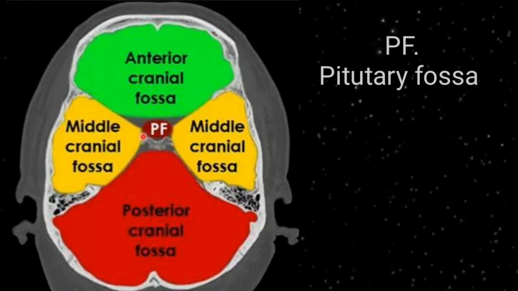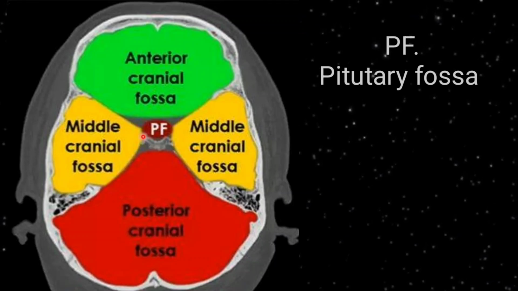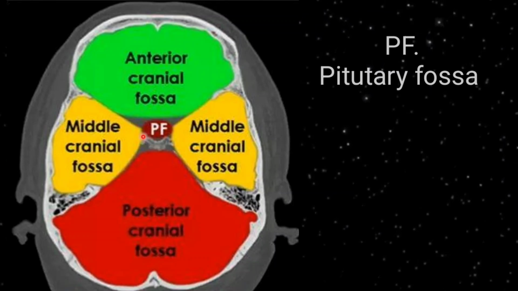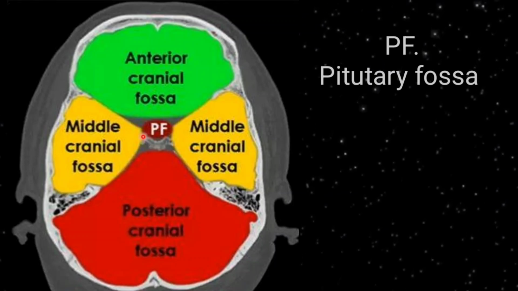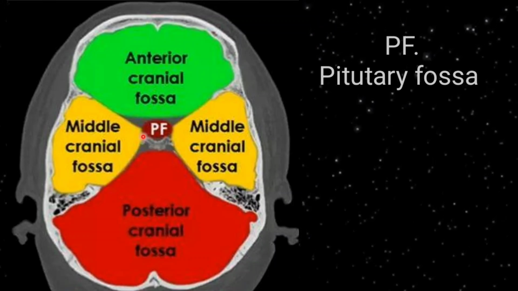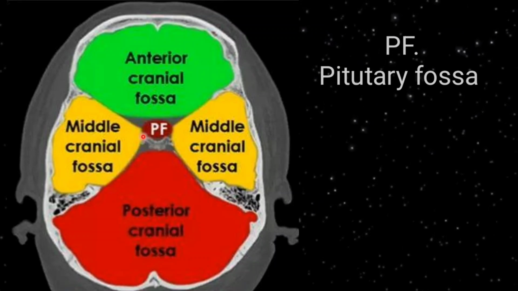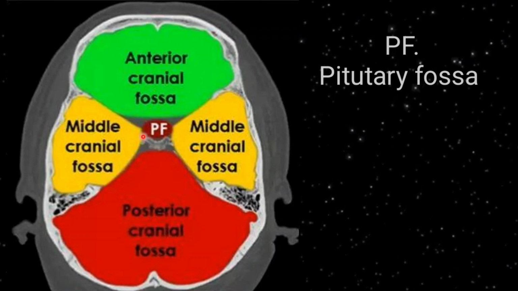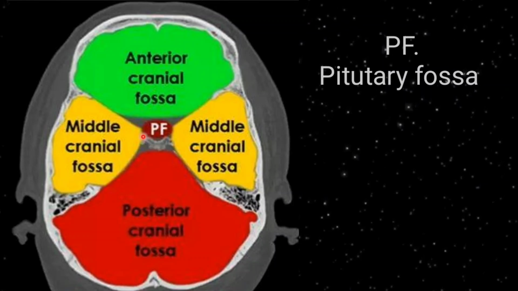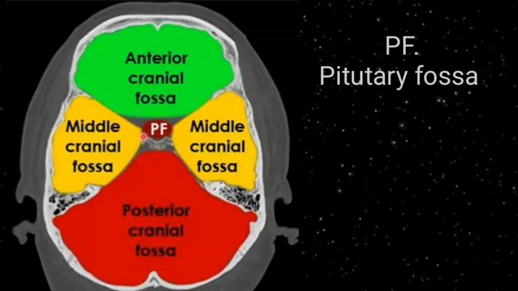This diagrammatic representation explains the anterior cranial fossa. The anterior cranial fossa is confined by the frontal bone anteriorly, and posteriorly by the greater wings of the sphenoid, or in other words it is also called the sphenoid ridge. Now look at the middle cranial fossa. The middle cranial fossa is anteriorly confined by the sphenoid ridge and posteriorly confined by the petrous part of the temporal bone.